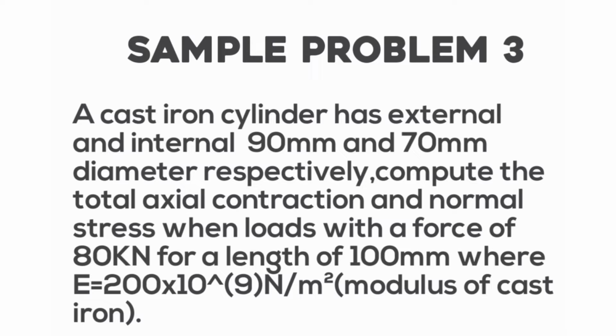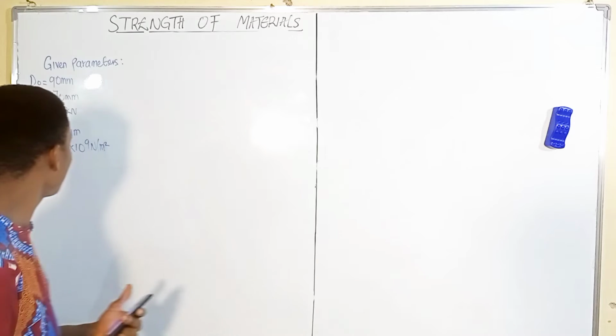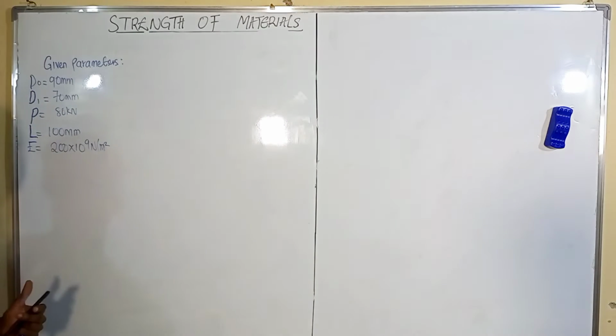for a length of 100 millimeters, where the Young modulus, which is E for cast iron, is 200 times 10 raised to the power 9 Newton per meter square. Copy down this question. From that, we have our given parameters here on the board.